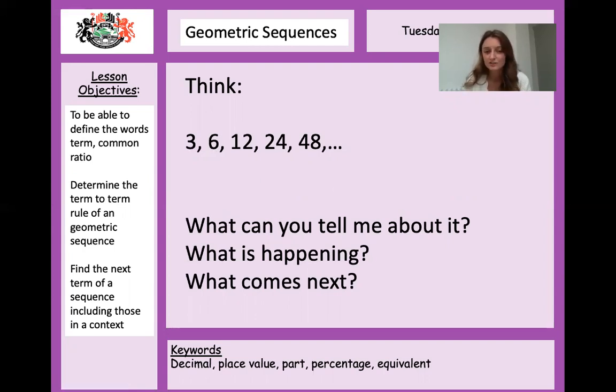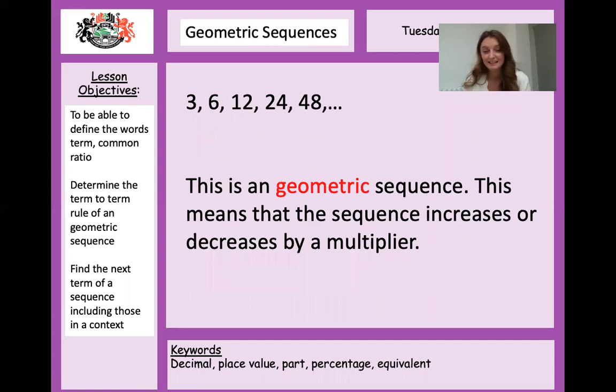But the geometric sequence is here. It says this means the sequence increases or decreases by a multiplier. So the difference between them basically is that you're multiplying instead of adding or taking away.